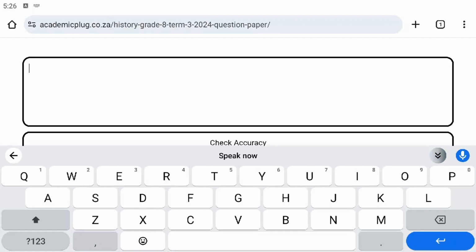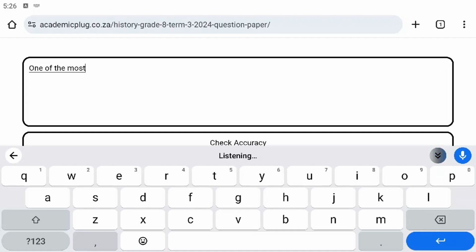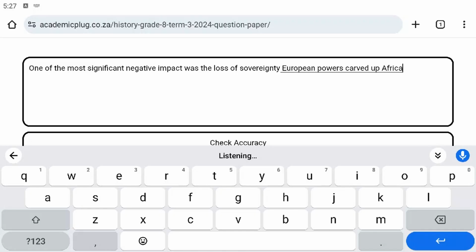One of the most significant negative impacts was the loss of sovereignty. European powers carved up Africa during the Berlin Conference of 1884 to 1885 without any African input.